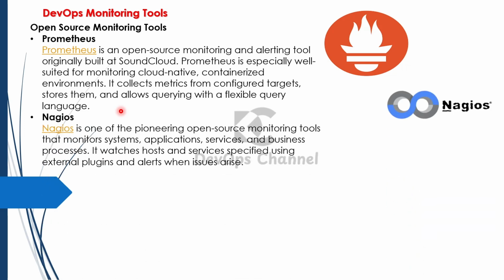The next open source tool is Nagios, which is also one of the popular ones. It's a pioneering open source monitoring tool that monitors systems, applications, services, and business processes. It watches hosts and services specified using external plugins and alerts when issues arise. So it also has an alerting system in place, while Prometheus also has an alerting system in place.